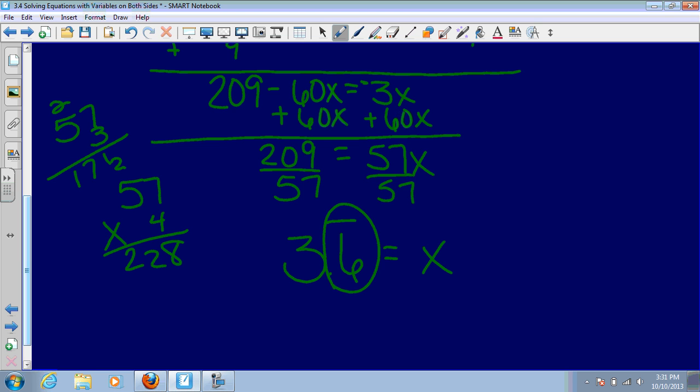6/10 repeating is the same as what fraction? It's best to leave it as a fraction. 3 2/3, or I would have even accepted 11/3, because this, even though it's improper, is in simplest form.